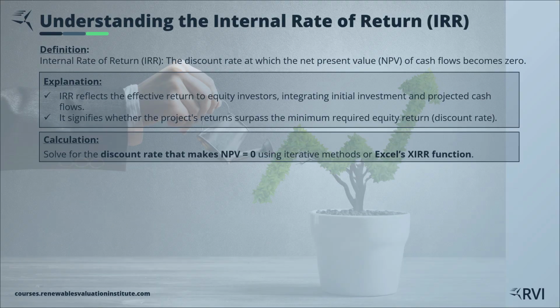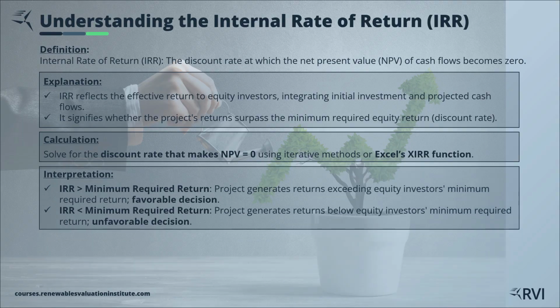In practice, we don't solve this by hand. We feed the dated cash flows into Excel and use the XIRR function to find the rate that drives NPV to 0. If the IRR is higher than the required return, the investment creates value. If it's below that hurdle, it destroys value and should be repriced or rejected.